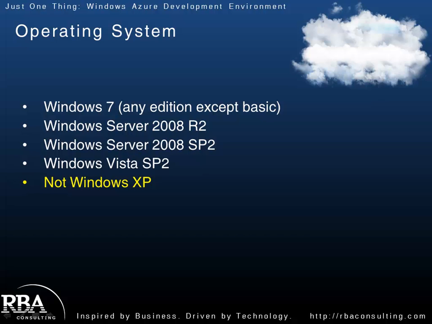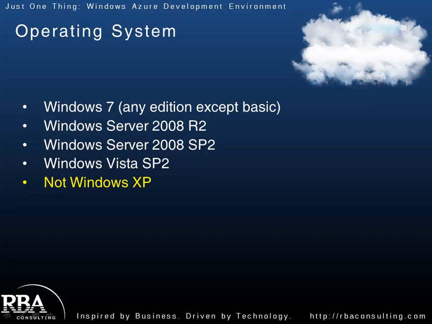And the reason for that is that Windows Azure is dependent upon IIS 7.0, that's Internet Information Services 7.0 or greater, to host its web or worker roles, its compute instances. And IIS 7 does not run on Windows XP. In fact, it only runs on the operating systems you see above Windows XP on the slide here.